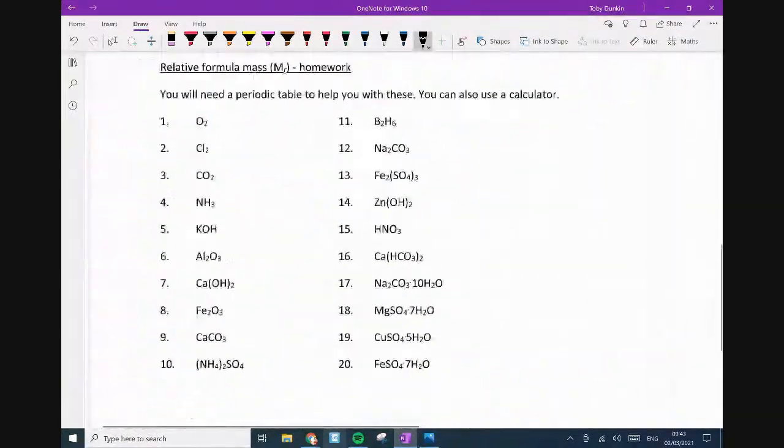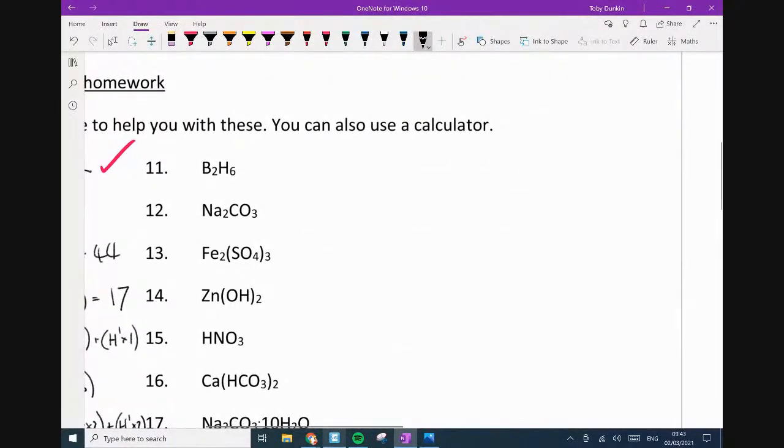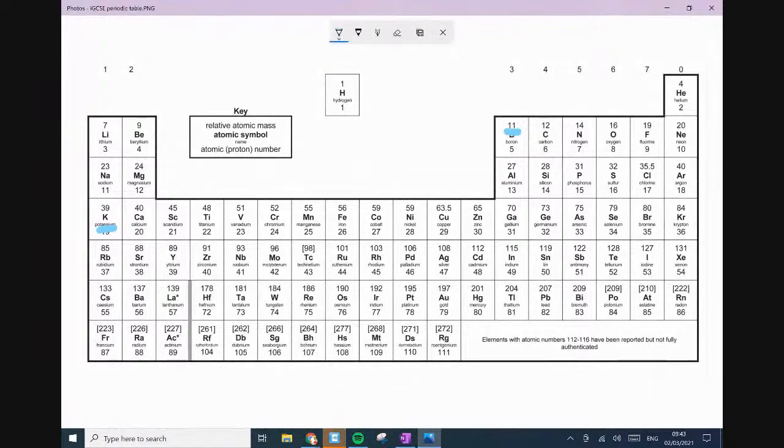Let's go for the next one. How many have I got in total? 40 to go. Wowza. Okay. Next one, boron. Eek. Boron is 11.